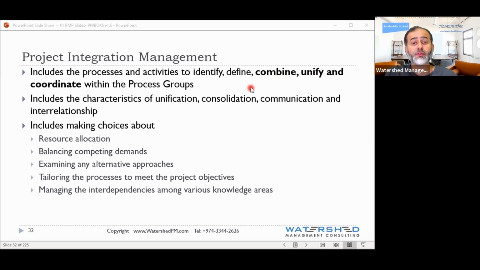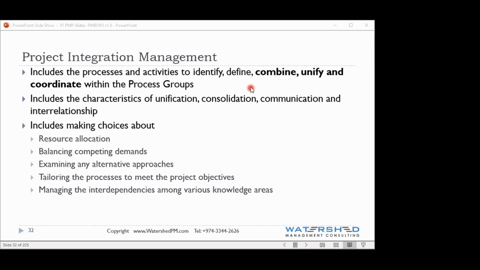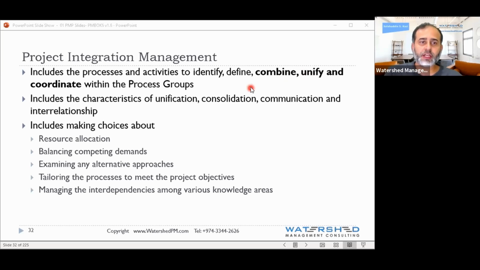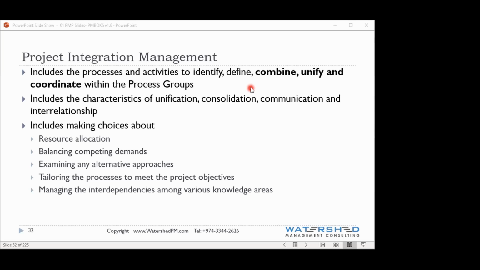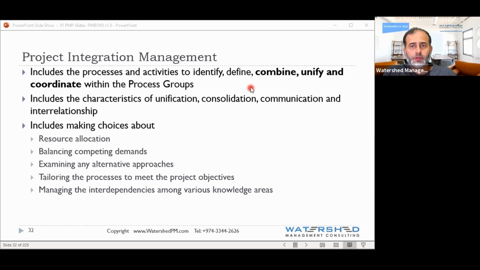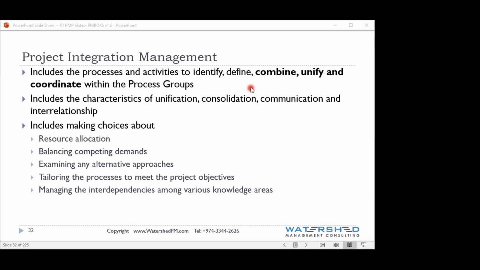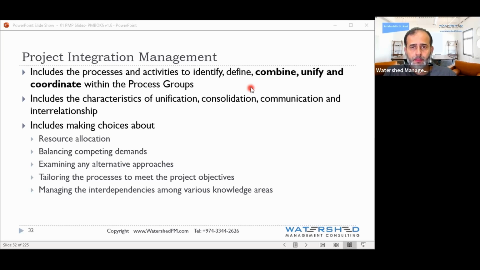And what is the name of the integration planning process? Develop project management plan. What is the name of the integration monitor and control process? Monitor and control project work. And what is the name of the execution integration process? Direct and manage project work. Is everybody clear with what's happening? Yes. The names? Okay. All right.